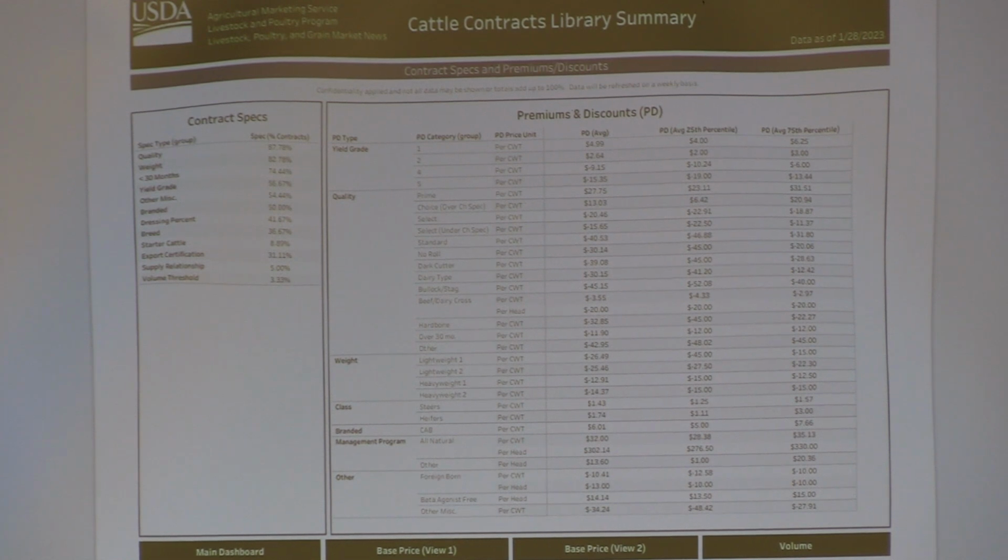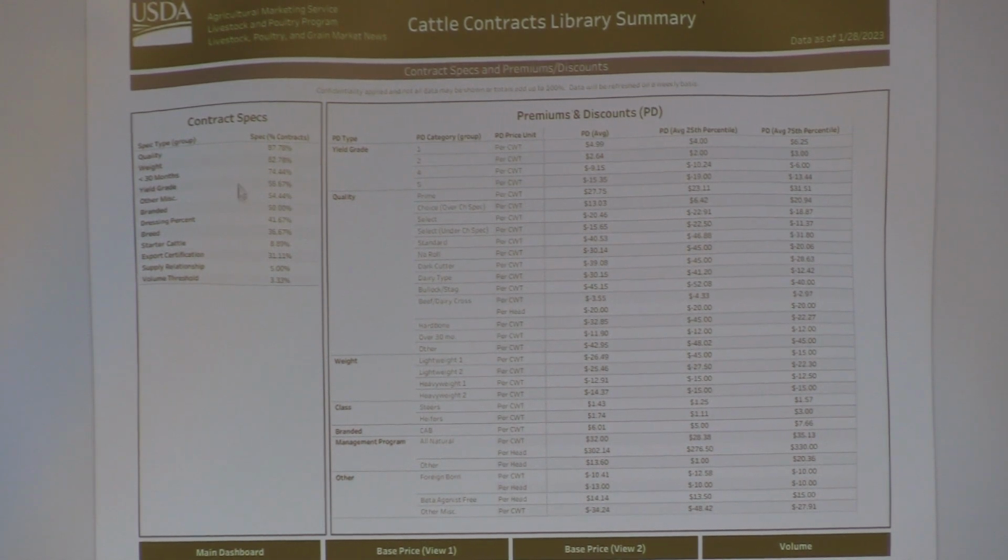As I said earlier, in our mandatory reporting data, we publish weekly premiums and discounts every Monday. How does that differ with this? I'll remind you, our LMR data covers any packer harvesting over 125,000 head annually. This data is covering any company who harvests 5% or more annually. So you're going to have a difference there in the values in the data, but you'll see some similarities as well.